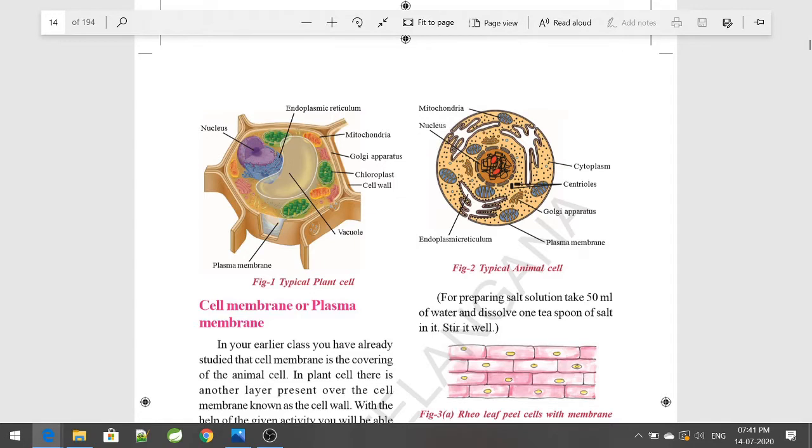Mitochondria is present here, and also here. Cytoplasm: here we call it protoplast or cytoplasm only. Centrioles are present here. See the black dots. But here we don't find them. Okay. Centrioles, Golgi apparatus, plasma membrane.